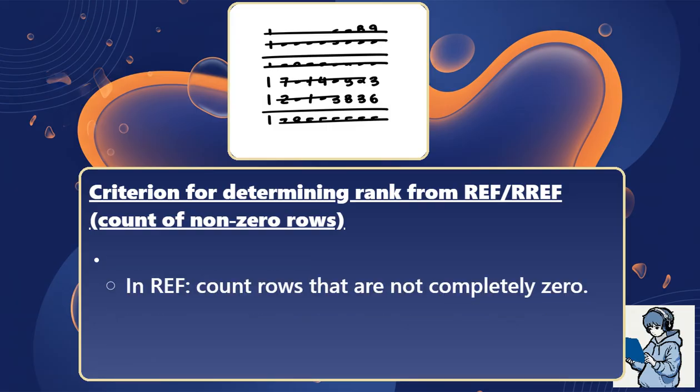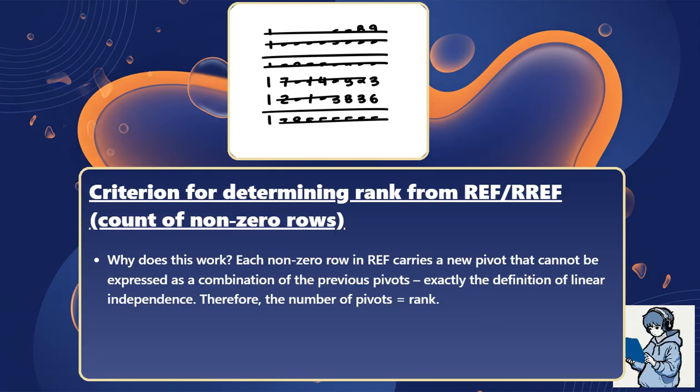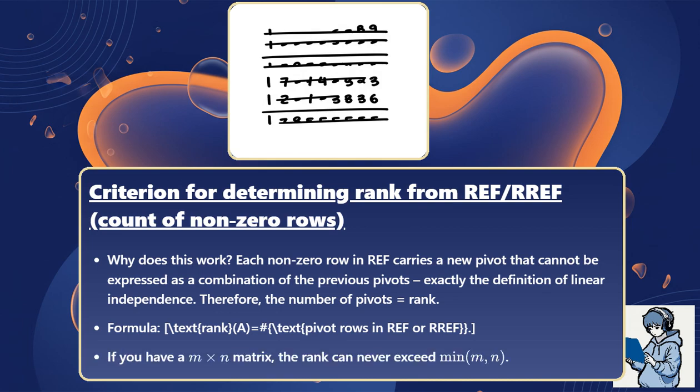In REF, count rows that are not completely zero. In RREF, count rows that contain a leading one. Each such row is automatically non-zero. Why does this work? Each non-zero row in REF carries a new pivot that cannot be expressed as a combination of the previous pivots, exactly the definition of linear independence. Therefore, the number of pivots equals rank. Formula: rank of A equals the number of pivot rows in REF or RREF. If you have an M by N matrix, the rank can never exceed the minimum of M and N.